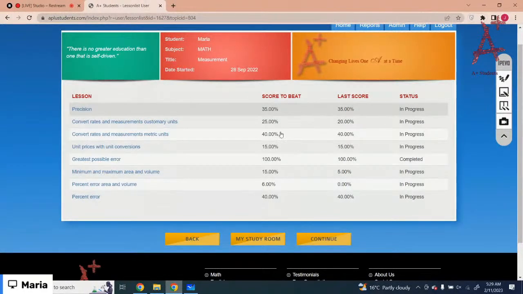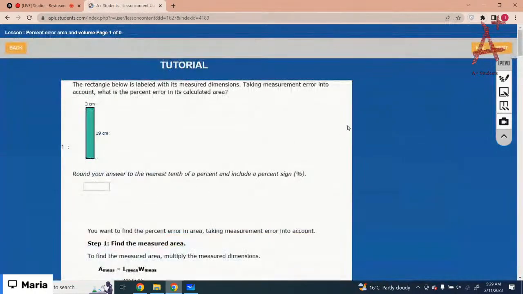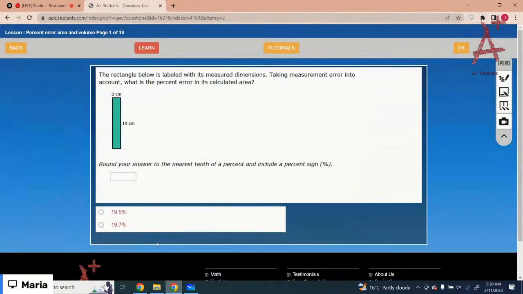Okay, let's just do more questions from the lesson: percent error, area, and volume. Got it? Because it's a bit difficult and we did just one of them. Let's do two or three more questions. That would be 19.7.